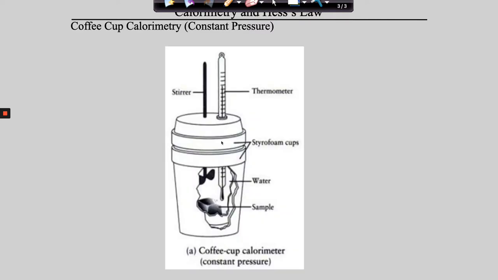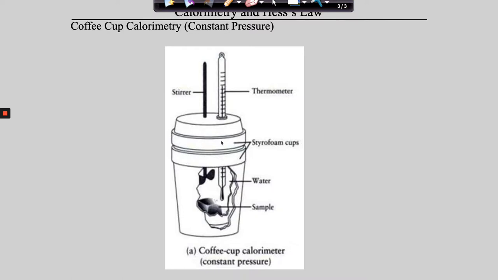Guys, these are the fundamental pieces of a coffee cup calorimeter. You have got a stacked nest of styrofoam cups. We will use that soda cozy thing, and then another styrofoam cup inside of that. That actually creates some dead air space that insulates even better. And then, guys, notice what we've got. We've got a sample that's down inside the calorimeter. That is going to be, I shouldn't tell you, that's going to be our system.